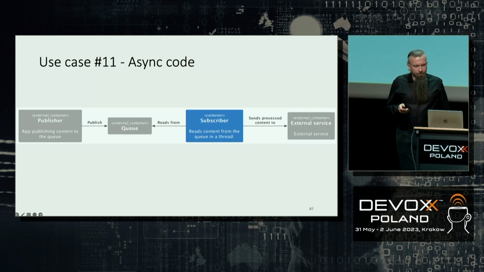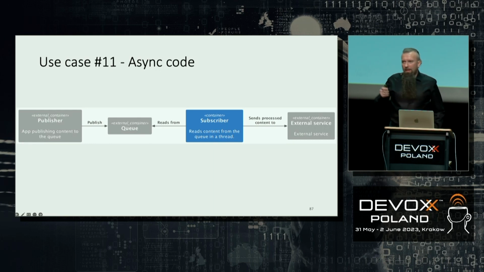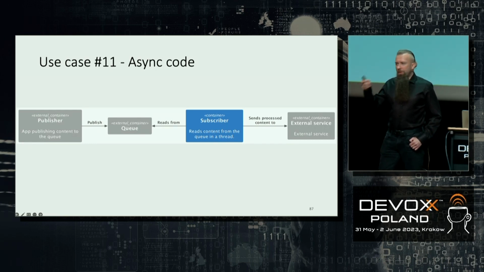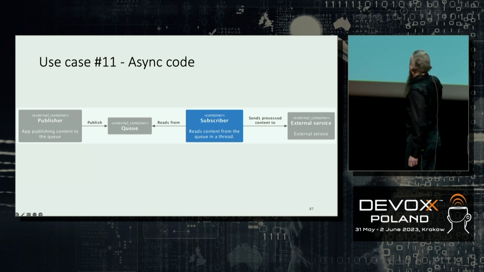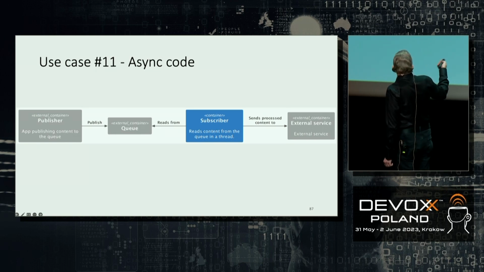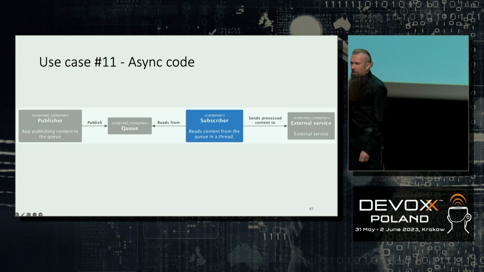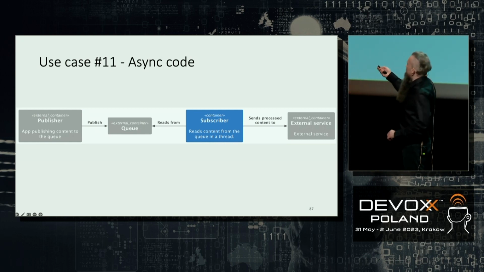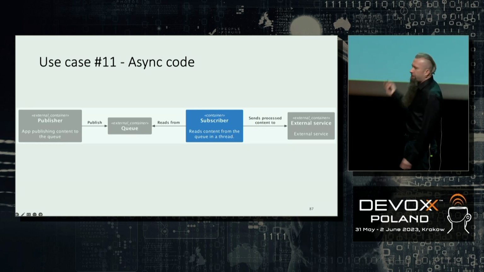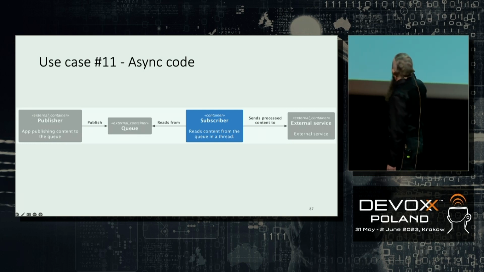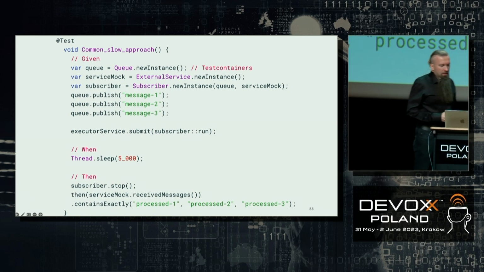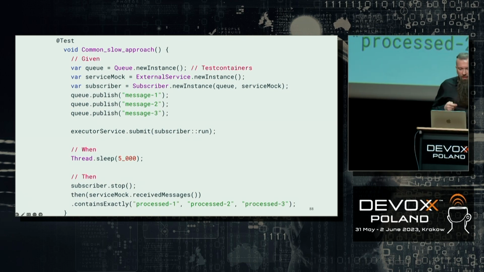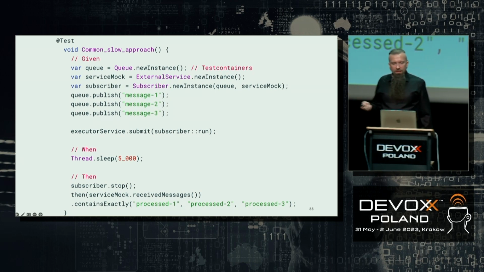Use case 11, asynchronous code. Let's imagine we are going to create an application, some kind of subscriber, which reads content from the queue in a thread and sends processed content to some external system. In our system, we have some kind of publisher application which publishes on our queue, Kafka, NATS, whatever, and then our application will read from this queue and send the data to some external service. Okay, so how can we go about testing this kind of solution?